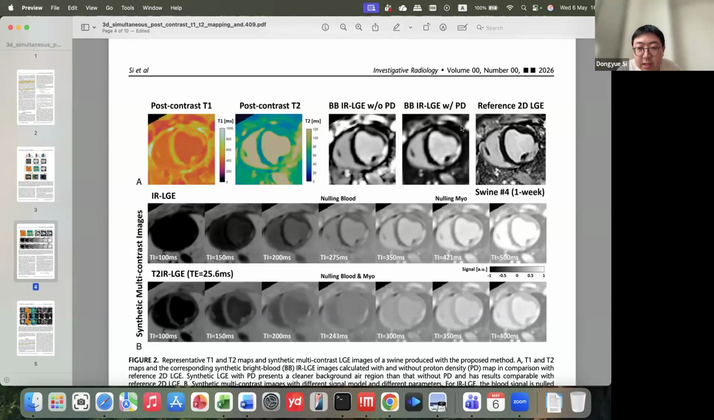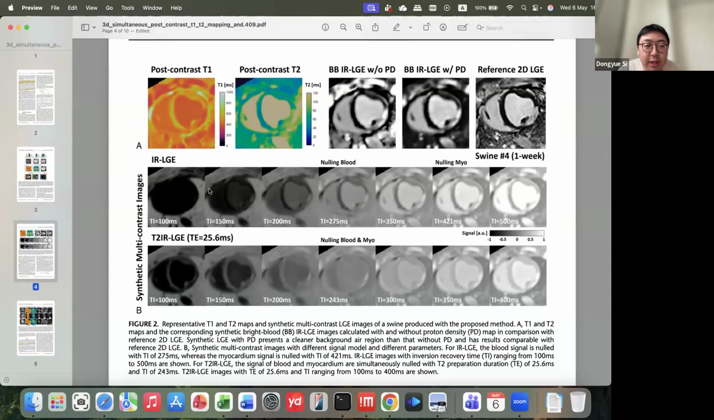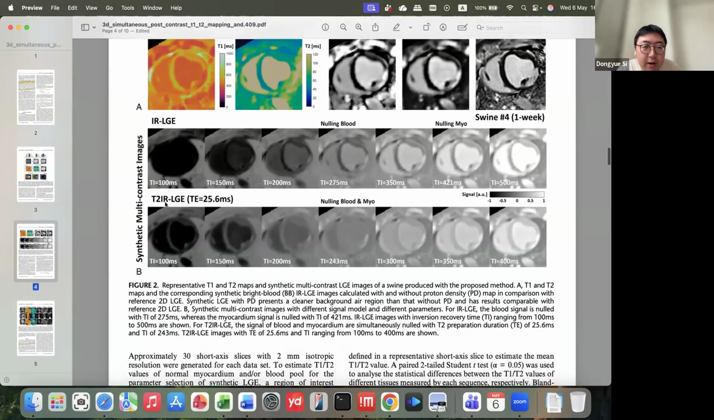With the proton density in this signal model, we can suppress the signal of the background, so we can get rid of the noise in the background and make the image cleaner and comparable with directly acquired 2D sequences. Also, for the IR-LGE with different TI times, we can achieve multiple different contrasts, as well as for the T2 IR-LGE. For example, with this TI, we are able to suppress blood and myocardium at the same time.